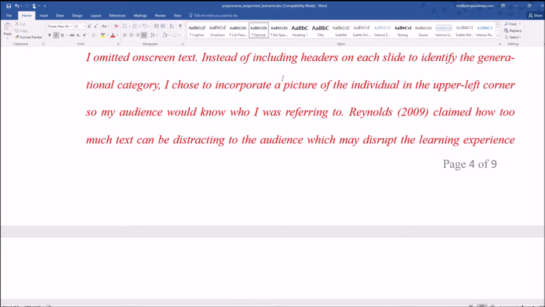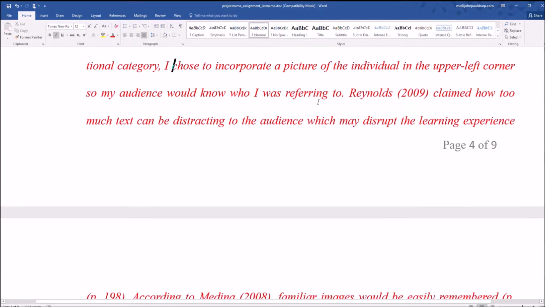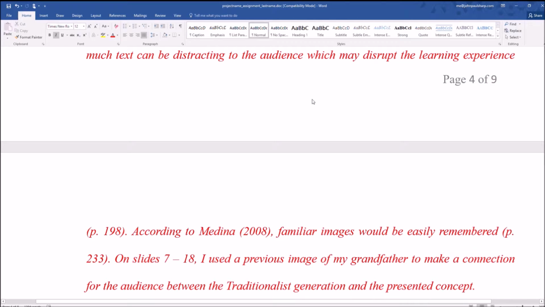Then we have the second component, which is the first citation. Reynolds, 2009, and the year always goes after the author's name, claimed how too much text can be distracting to the audience, which may disrupt the learning experience. And then there's a page number where your reader can find the actual source of that citation. So that's the second component, which is finished.